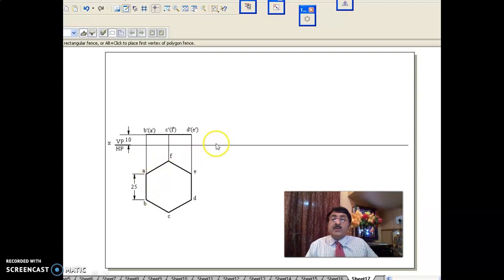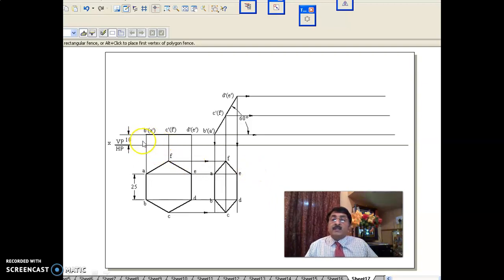Now you see here. So far, edge used to be on HP or VP, something like that. Now edge is not on HP. But they say the nearest edge is 10 mm from both the planes. From both the planes means both from HP and VP, its distance is 10 mm. Now what I've done is, I've already taken 10 here. Instead of writing front view on XY line, I have drawn front view at a distance of 10 mm above HP.